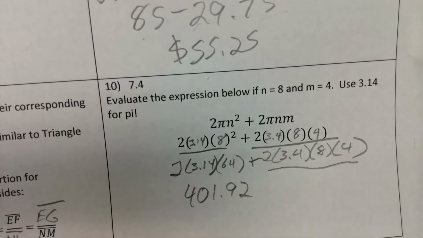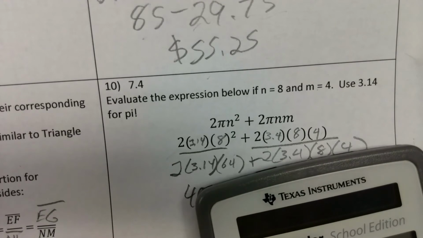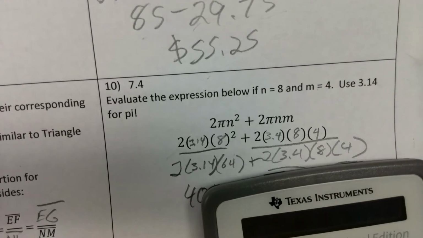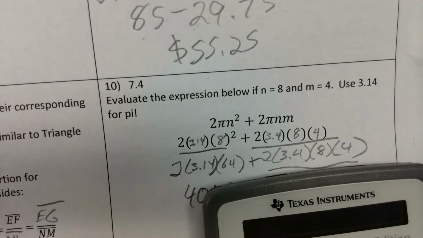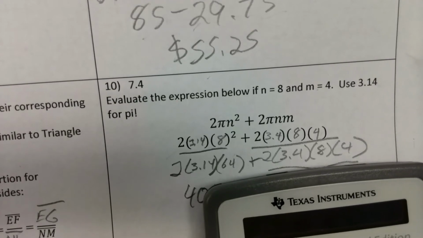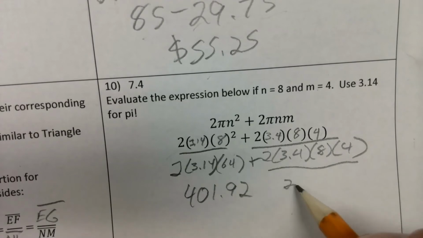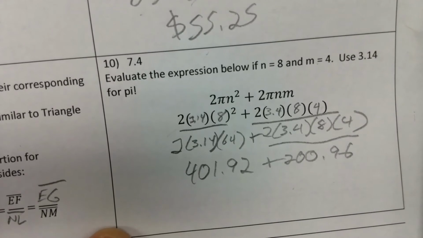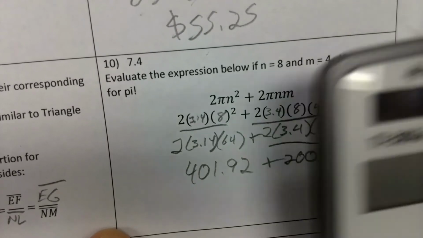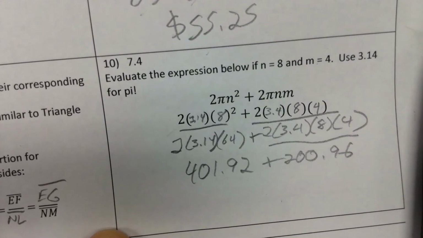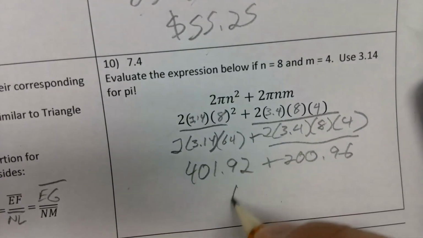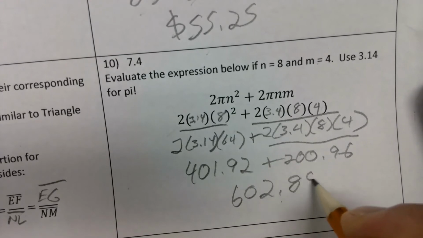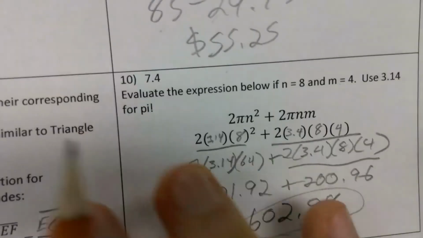And then over here, I'm taking care of this. That's going to be 2 times 3.14 times 8 times 4. And I'm going to get 200.96. Now I'm going to add these two together. Okay, punching the wrong buttons. 200.96 plus 401.92. I get 602.88. And that's that.